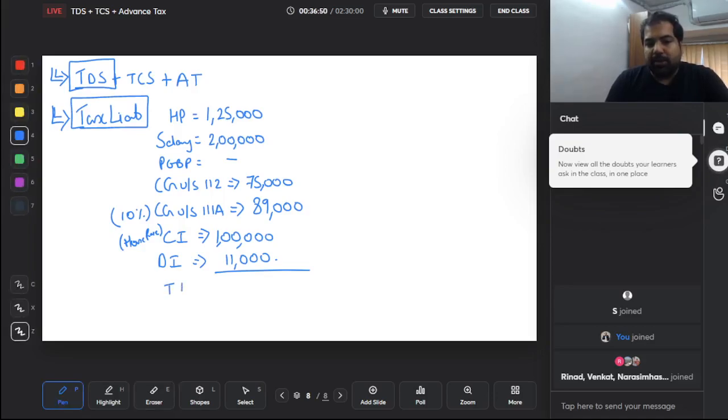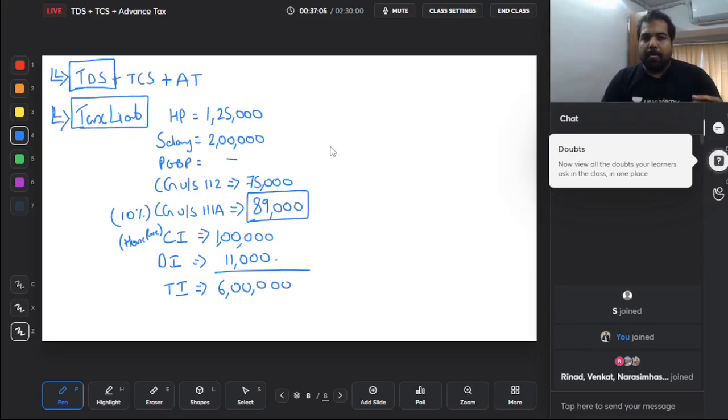Now I'll tell you one mistake which probably people would make. They would say that this is only taxed above 1 lakh. You're right, only above 1 lakh it is taxed. But in the total income, you will write 6 lakhs. I hope this is clear.